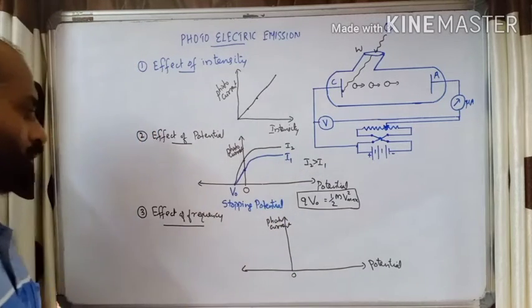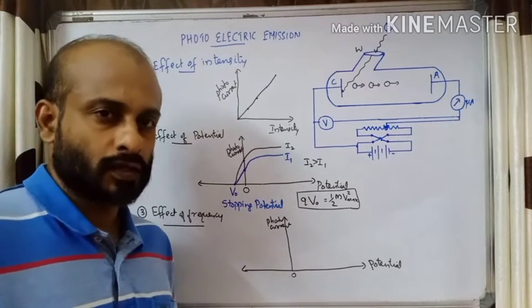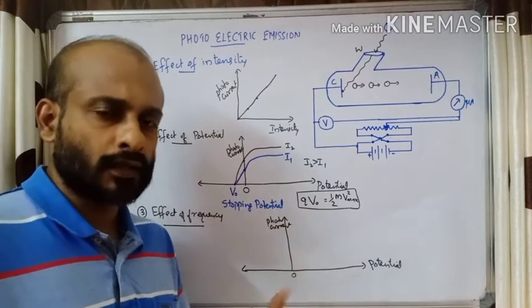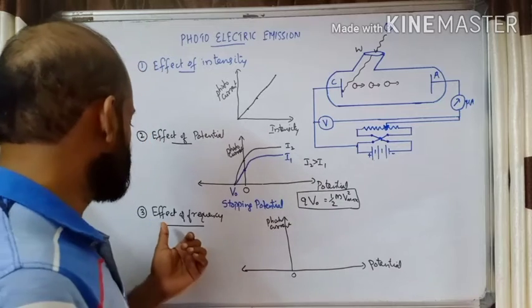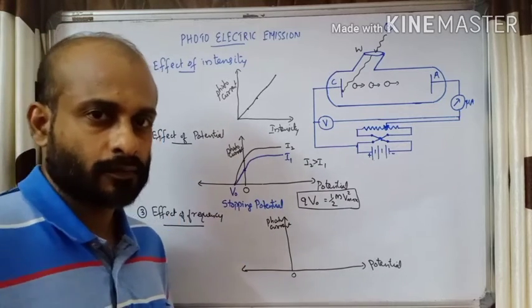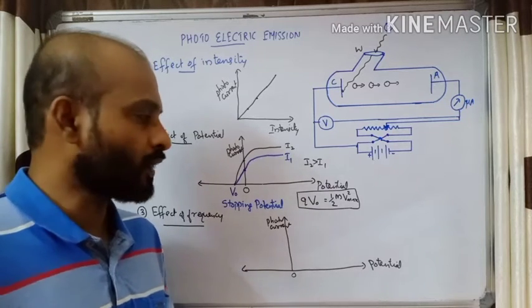Now what we will do is vary the frequency. We will start with a particular frequency. We will not vary the intensity. For example, we use a 100-watt bulb, and we are not varying the intensity. We use a particular color, for example, blue light, but the intensity is the same. We are not varying the frequency. Now what we will do?